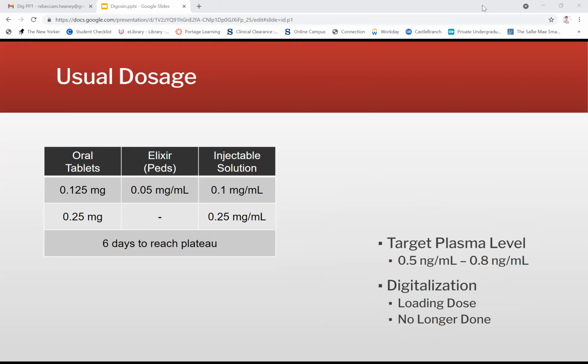Previously, due to the fact that digoxin levels take 6 days to plateau, patients would be given a loading dose. This process was termed digitalization. This is no longer considered appropriate for patients in heart failure.